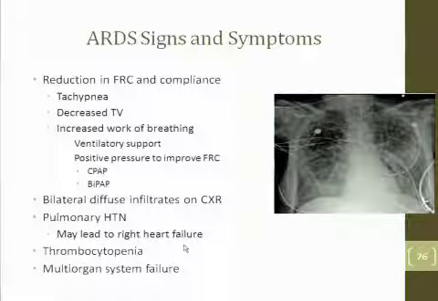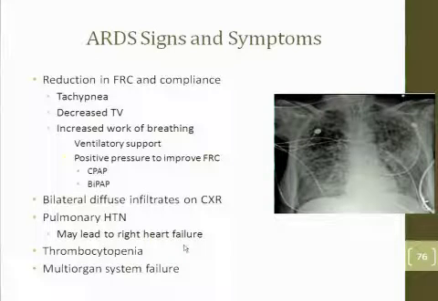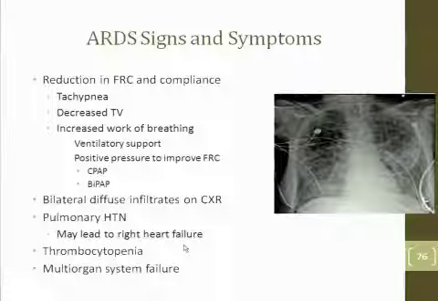What you see is you get significant reductions in FRC and compliance. The person is tachypneic, so all these people are breathing fast and they have decreased tidal volumes. They have tremendously increased work of breathing, so ventilatory support is appropriate, but you don't necessarily have to intubate some of these individuals until they get more severe. Sometimes I've actually seen people put them on a CPAP mask, and they seem to do better than trying to ventilate them. They get bilateral diffuse infiltrates. They develop eventually pulmonary hypertension, which may lead to right heart failure, thrombocytopenia, and multi-organ system failure.